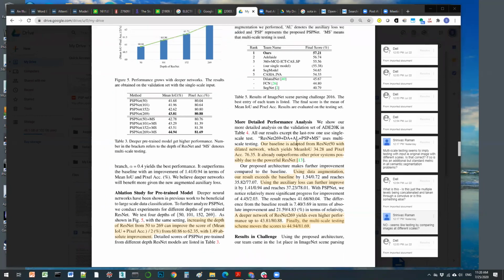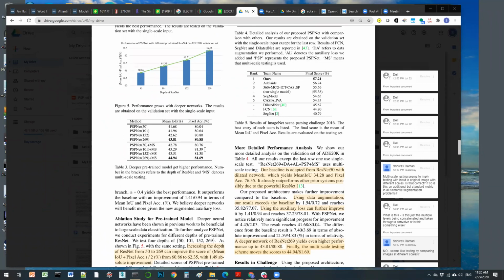Okay, so MS is something somebody can figure out post, because again, they haven't defined it, and they just say that you get better results when you do multiple scale testing. Any thoughts? Has anybody read through and figured that part out?